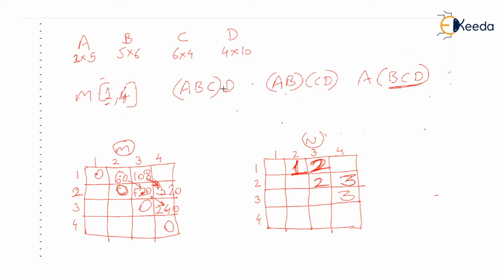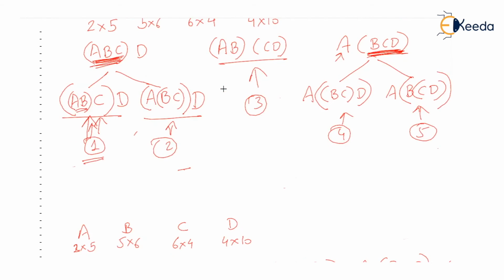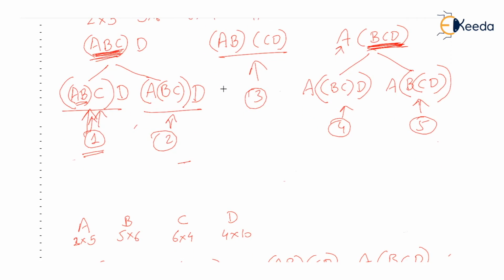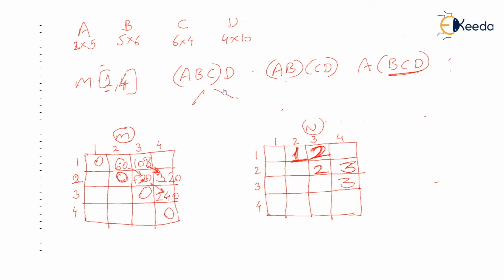Now you recall there were two possibilities in the first one, ABC multiplied with D. But I am not writing those two possibilities because we have already done all the hard work of finding how many multiplications are needed to do ABC. We are going to take the minimum of these three combinations. I hope you understand, isn't it?